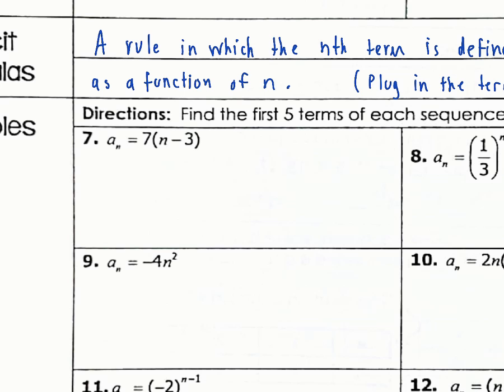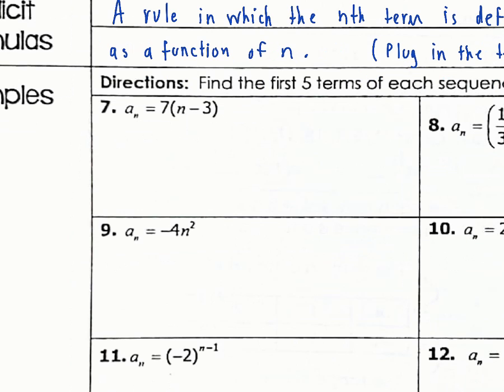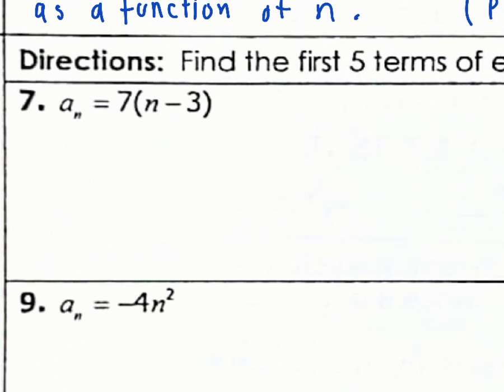That's the difference. In recursive formulas, I need to know my previous term to find my new term, right? So it builds, it builds, it builds. But in explicit rules, if I want to find my 8th term, I plug in 8. If I want to find my 15th term, I plug in 15. It's way simpler, even though a lot of times what we end up doing is going back to recursion. Let me prove that. Look at number 7.